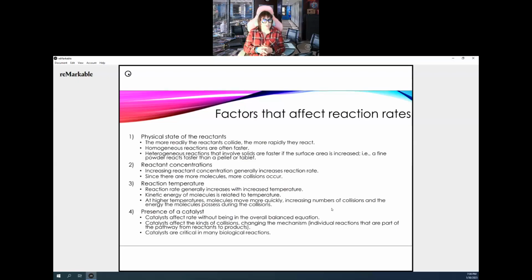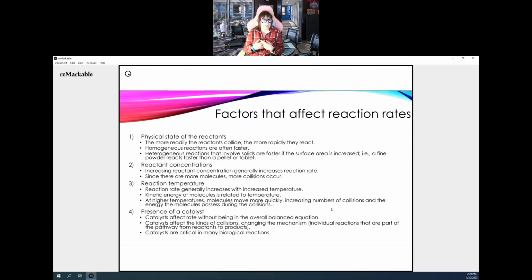Our reactant concentrations are important. Increasing reactant concentration generally increases the reaction rate, since there are more molecules, so more collisions occur. Our reaction temperature is a factor. Again, temperature is a measure of how fast these things move. The reaction rate generally increases with increased temperature because there's more ability to collide. Kinetic energy of molecules is related to temperature, and at higher temperatures, molecules move more quickly, which increases the number of collisions and the energy that they possess, so that when they collide, they're more likely to make products.